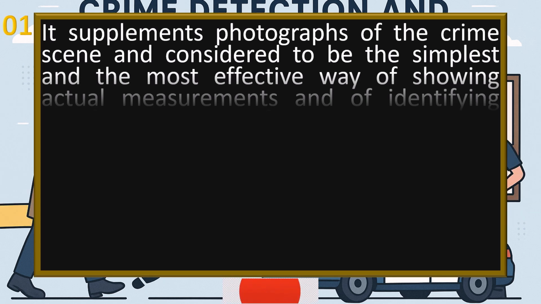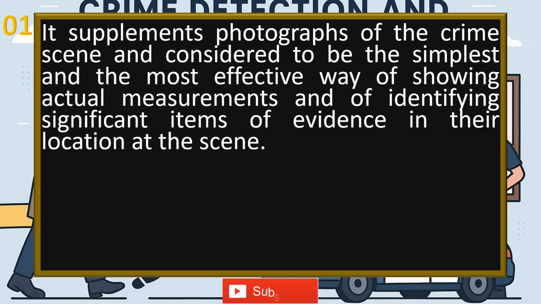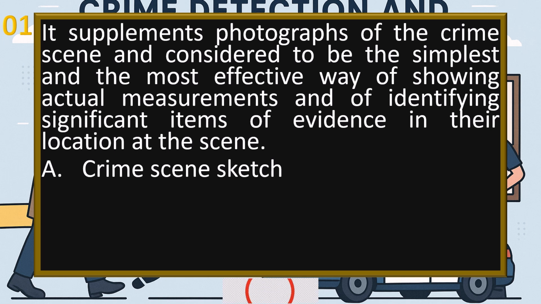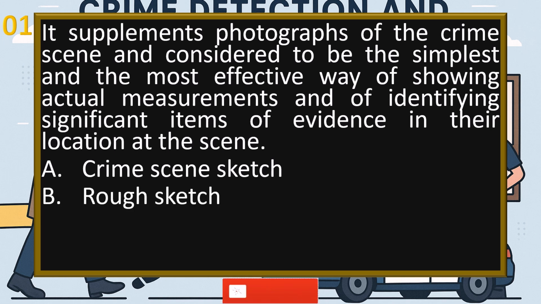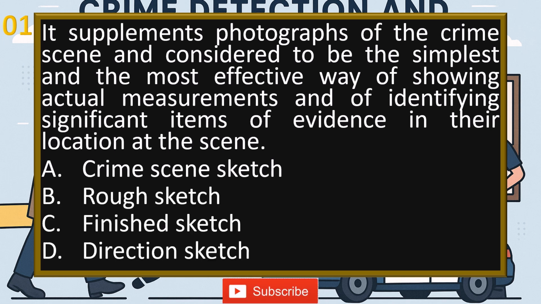It supplements photographs of the crime scene and is considered to be the simplest and the most effective way of showing actual measurements and of identifying significant items of evidence in their location at the scene. A. Crime scene sketch. B. Rough sketch. C. Finished sketch. D. Direction sketch.